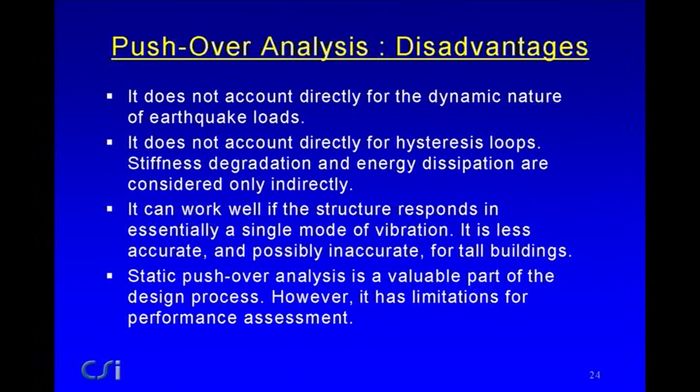The disadvantages, firstly, it does not account directly for the dynamic nature of earthquake loads. It uses static analysis to approximate dynamic effects. It does not account directly for hysteresis loops. So if you have stiffness degradation, energy dissipation, etc., that's not considered in the pushover curve. It has to be considered indirectly. And this can complicate the thing.